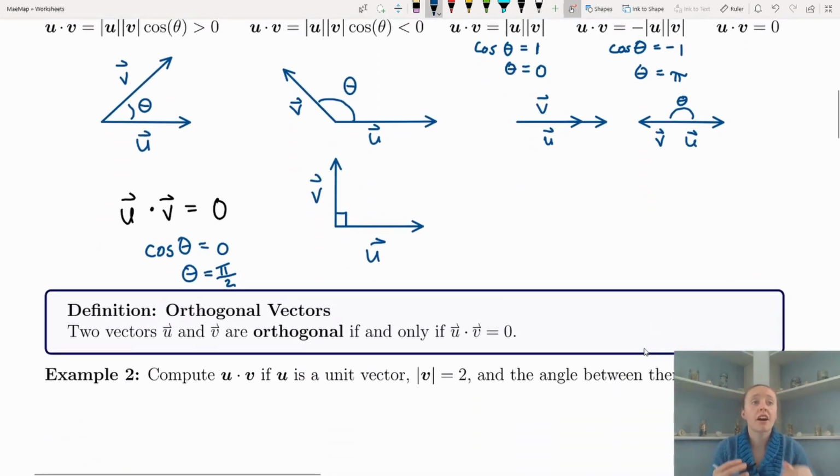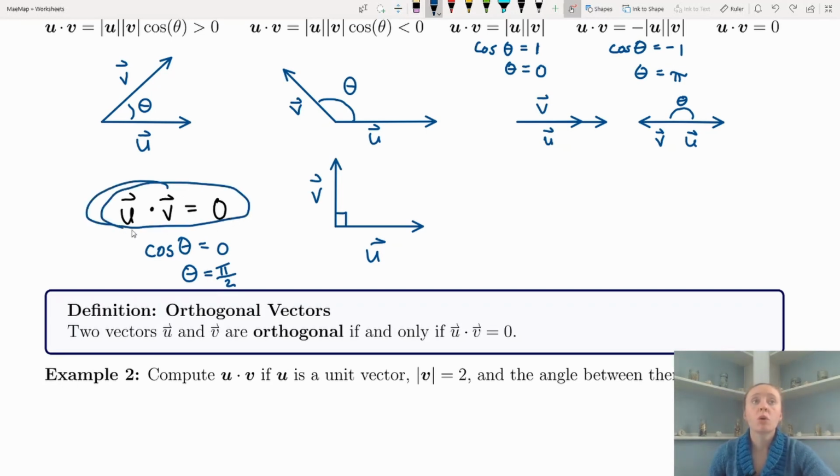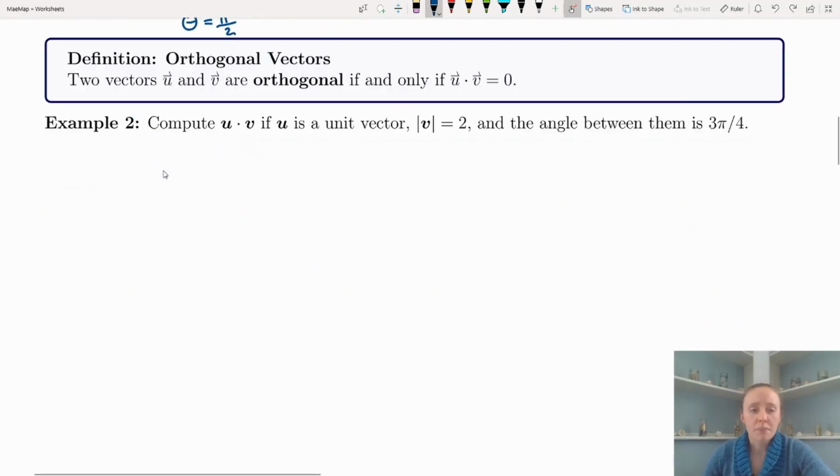Orthogonal vectors: two vectors, u and v, are orthogonal if and only if u dot v is equal to 0. In the case of the 0 vector, it is orthogonal to all other vectors, and in 2 dimensions or 3 dimensions, the other word for orthogonal is perpendicular or normal. So when we're saying orthogonal in 2 and 3 dimensions, we're talking about perpendicular. And that's the case when the dot product equals what? When the dot product equals 0, those vectors are orthogonal. So let's go ahead and jump into example 2.